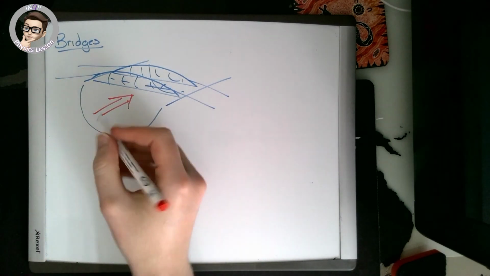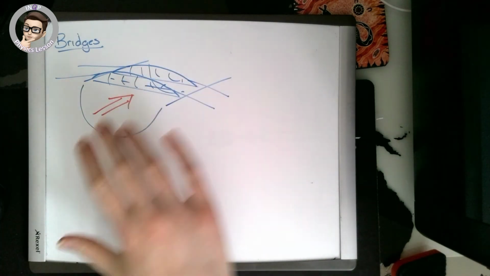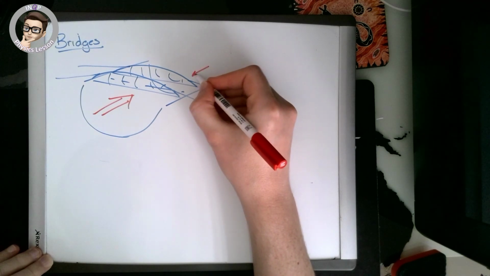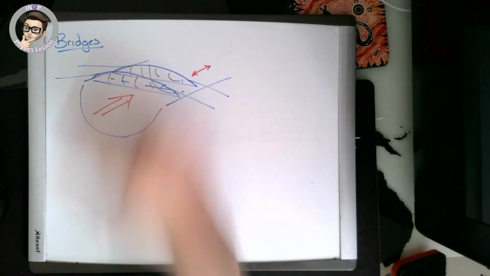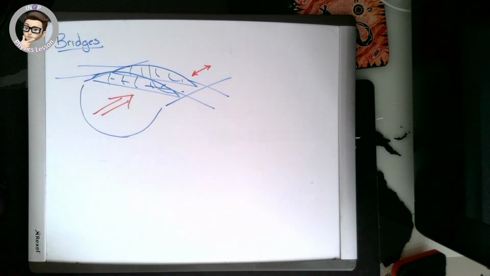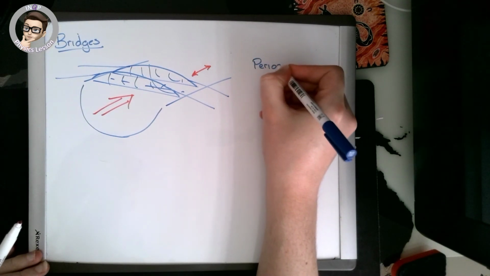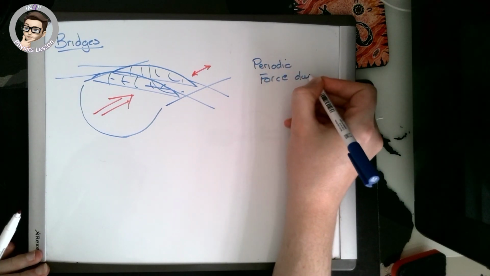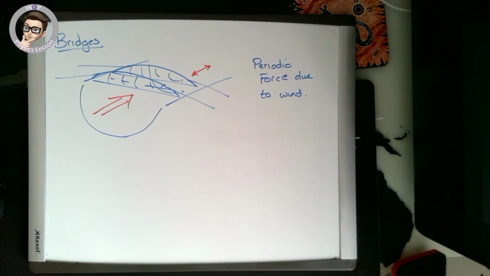Now, the wind can, in fact, be blown up the valley. It can be blown towards the bridge, and that can cause the bridge to oscillate backwards and forwards as the wind blows through. So the bridge is oscillating backwards and forwards because that wind is hitting it. So we're getting a periodic force. So the periodic force is due to the wind. And that's what we have to consider.